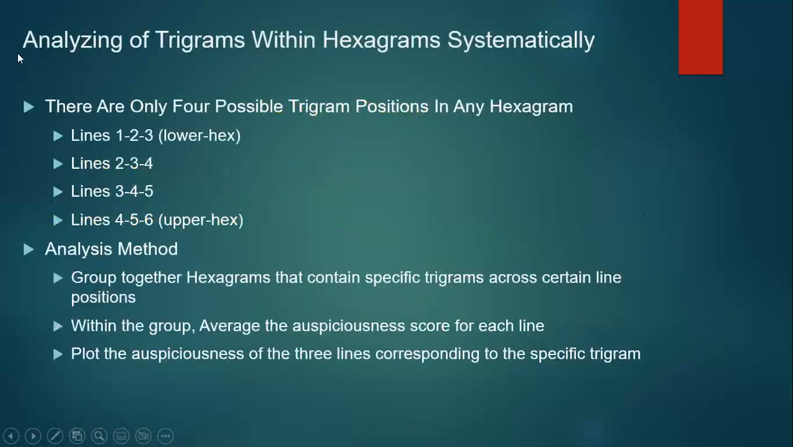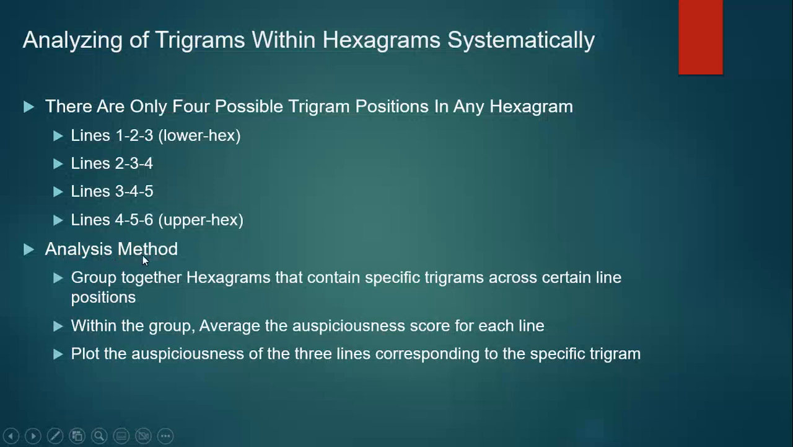So next, we try to analyze the trigrams within hexagrams systematically, because there are only 4 possible trigram positions in any hexagram. The trigram could be positioned at lines 1, 2, and 3; 2, 3, and 4; 3, 4, and 5; or 4, 5, and 6. And so our systematic approach is to go through every possible position and try to see if we can deduce any general characteristics.